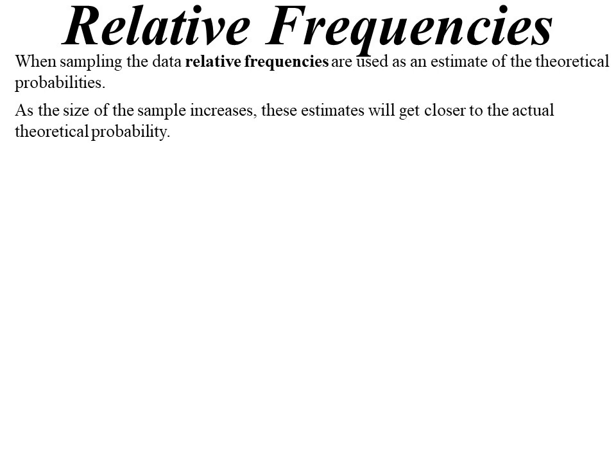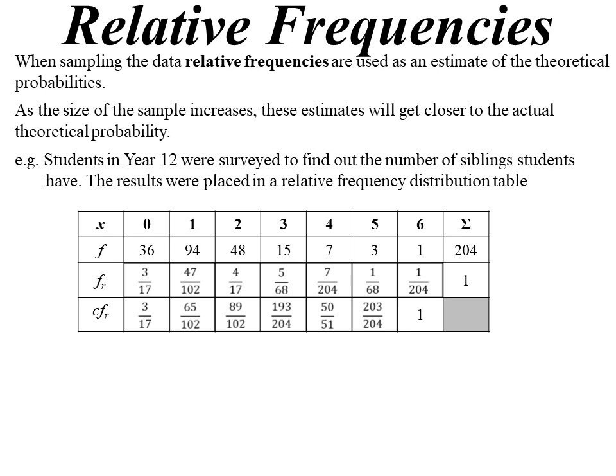Now what happens is, as that sample we draw on increases, the theoretical probability and the relative frequency are getting closer to being the same result. Here's this one. Students in Year 12 surveyed to find out how many siblings the students have, and we put it into our frequency distribution table.